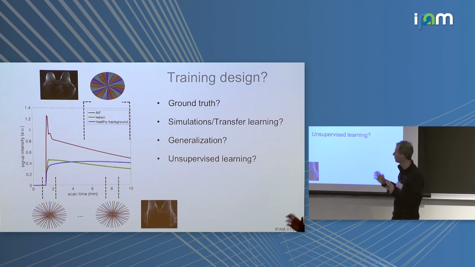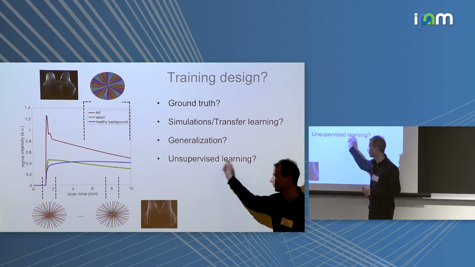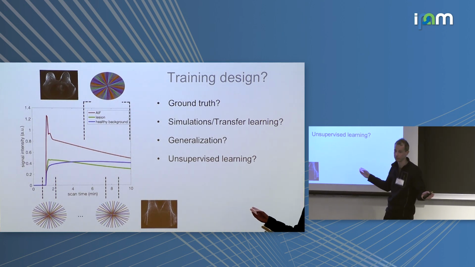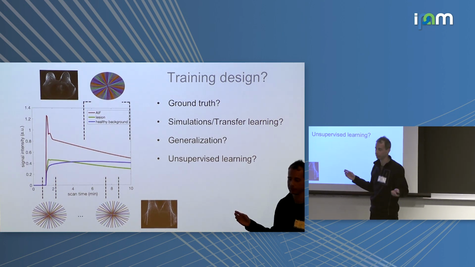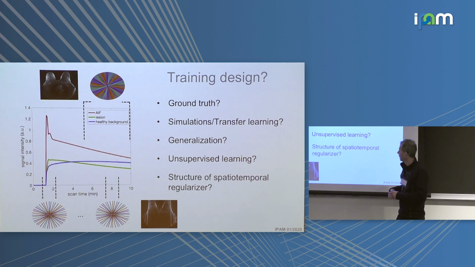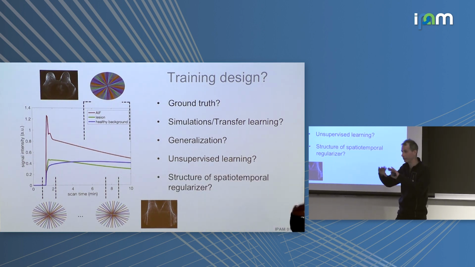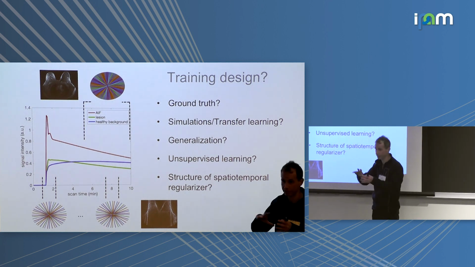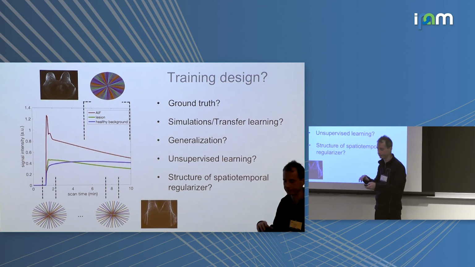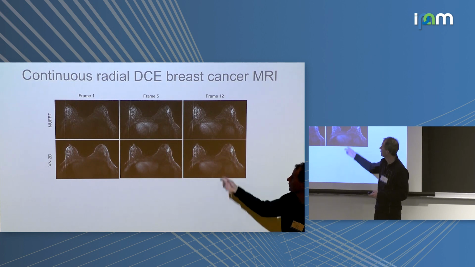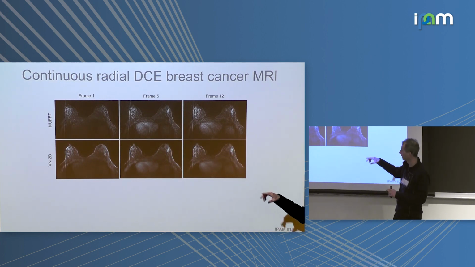I have yet to see something that really impresses me, but this is really, really challenging, also because we don't have so much data. We don't have 1 million examples. And then also, with this type of acquisition, how do we design a regularizer that has the spatiotemporal nature of the data in mind? These are just some preliminary examples focusing on the last part.